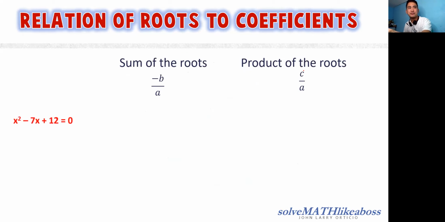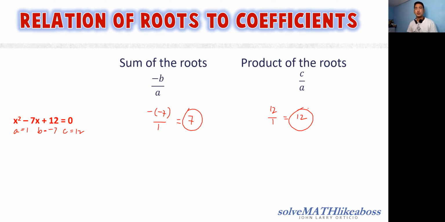Okay, let's try. The given here is x squared minus 7x plus 12. Now, syempre, kunin natin yung A, B, and C. A is 1, B is negative 7, and C is positive 12. If we get the sum, syempre, using the formula, negative of negative 7 over 1, so that's going to be 7. And yung product natin is 12 over 1, that's going to be 12.